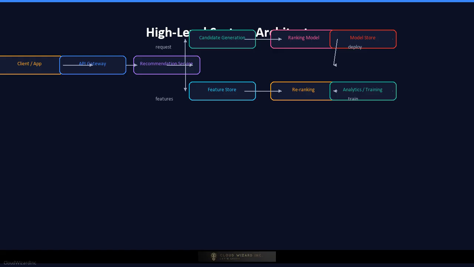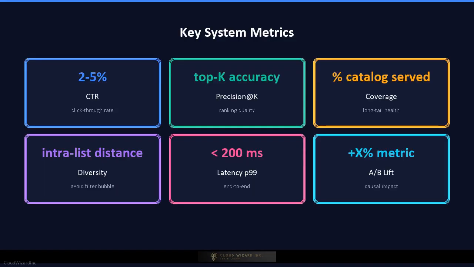A re-ranking layer applies diversity, freshness, fairness, and business rules before the final results are returned to the client. Meanwhile, user interactions are logged into an event stream, which feeds both real-time feature computation and offline model training pipelines. Trained models are published to a model store and served by the candidate generation and ranking services. The key metrics to memorize cold.